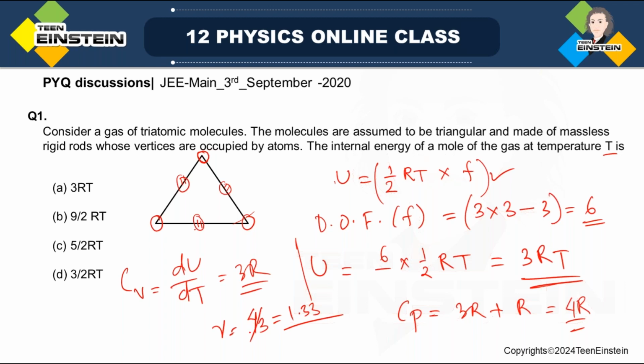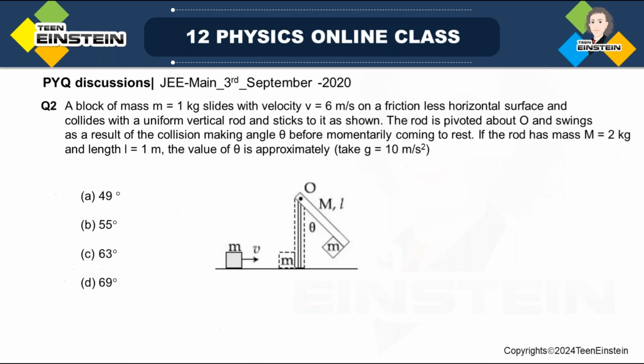So this is one question I have discussed now. You have to find out the internal energy and how to find gamma. Also, you can remember the process. Once you get internal energy, you can find out Cv by just taking the derivative with respect to temperature. Then Cp minus Cv is equal to R, you know that. From there you will be able to find out Cp, and then you have to take the ratio Cp by Cv, so 4R by 3R. That will give you 1.33 for a triatomic molecule. All right, let us go to the next problem.